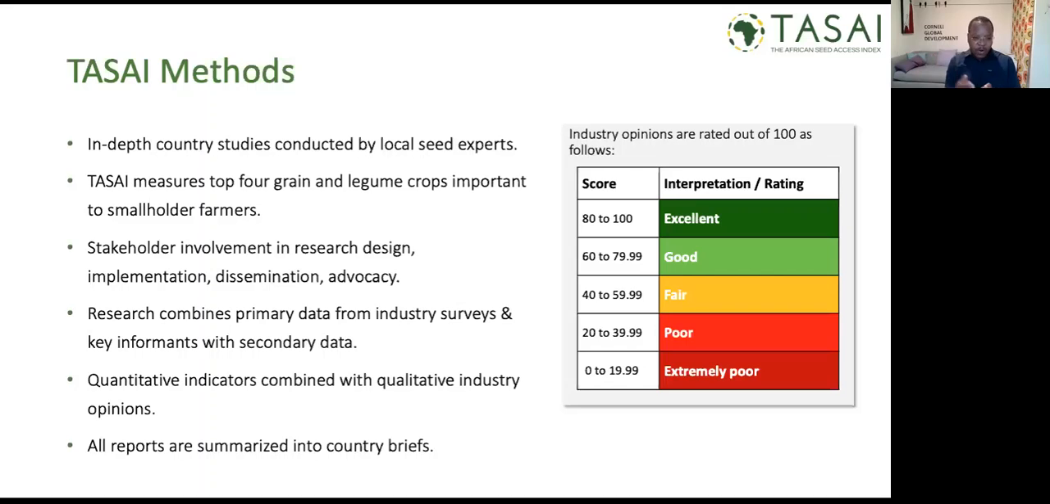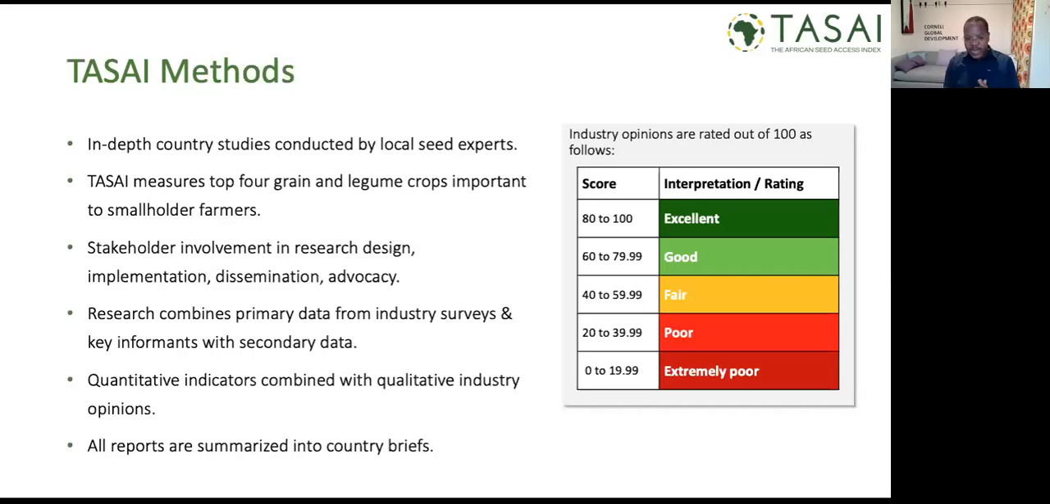We have a lot of stakeholder engagement in the research design, implementation, dissemination, and advocacy. The research combines both primary data from industry surveys and key informants, people who know the sector very well. There's a combination of quantitative and qualitative indicators across most of the variables, and all the different reports and outputs that we produce are summarized into country briefs that are very accessible to policymakers in the country and other decision makers.